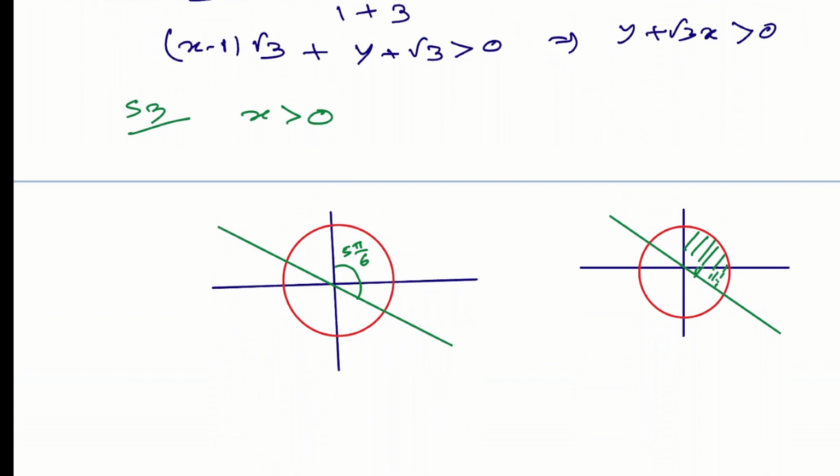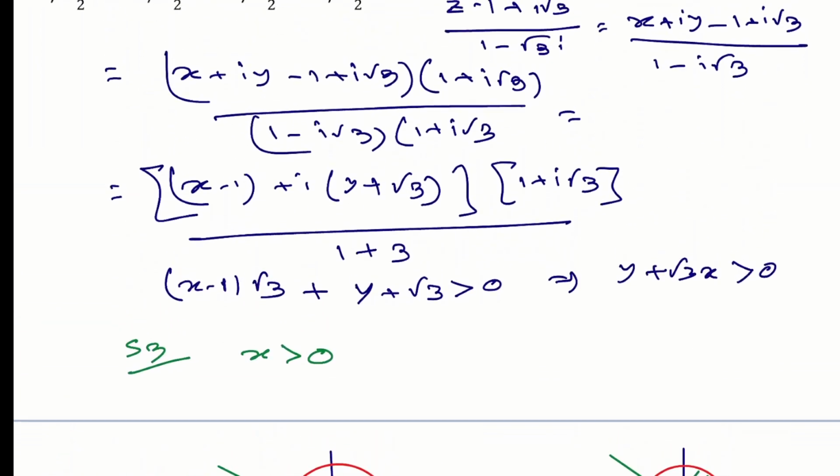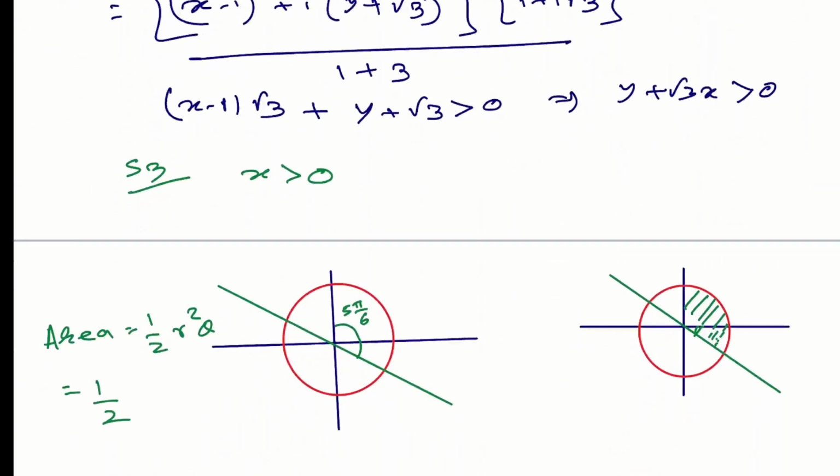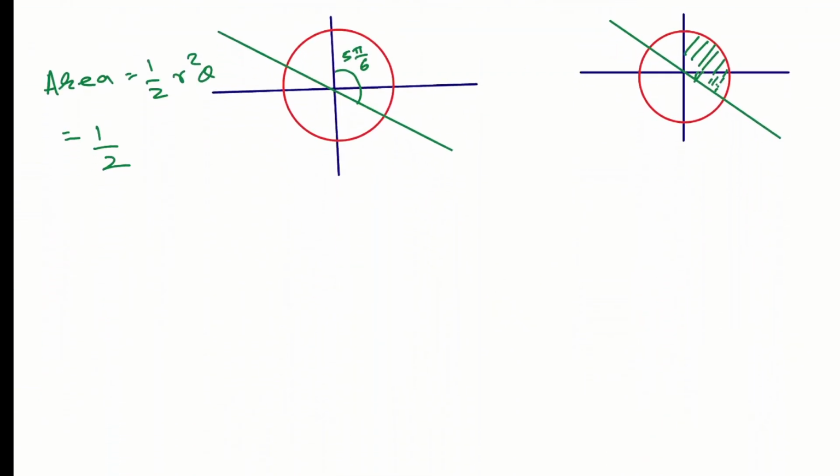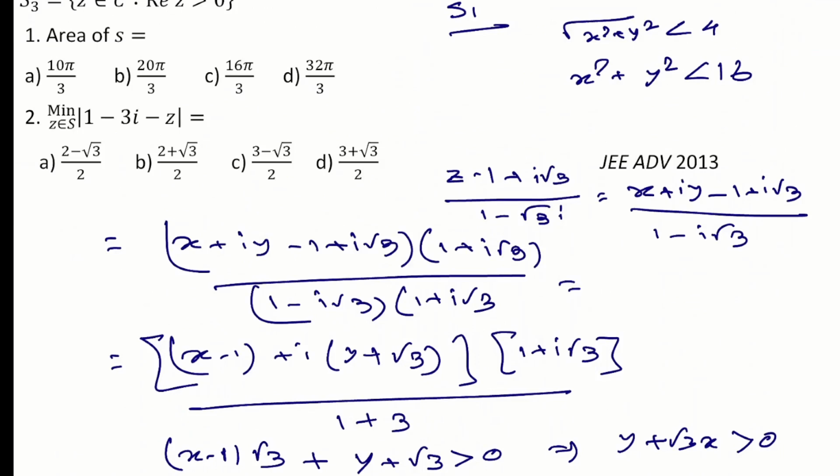As we know, the area of any part of a circle is half r square theta. So let us put here half, r of the circle is given here, we got it, that is 4. So r square is 16. So here it is half into 16 into theta, 5 pi by 6, which comes to be 20 pi by 3. So what is the final answer? The option 20 pi by 3, option B is the correct option.